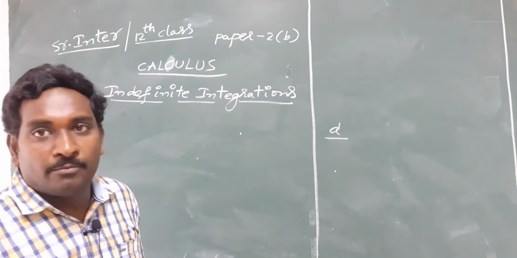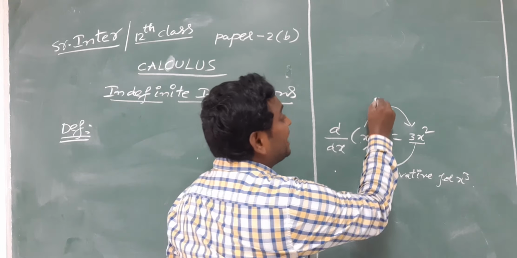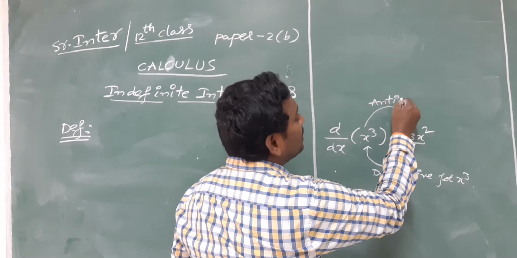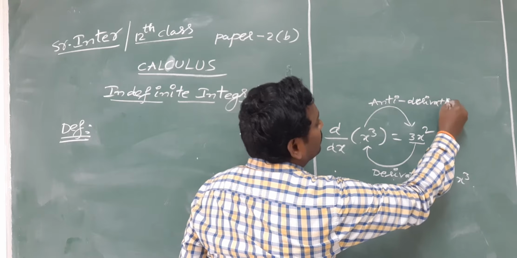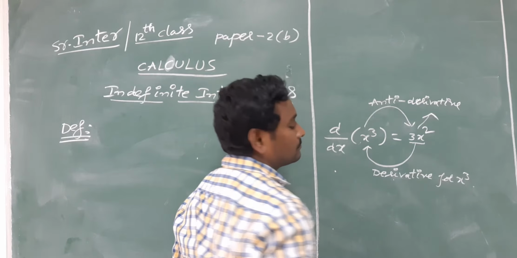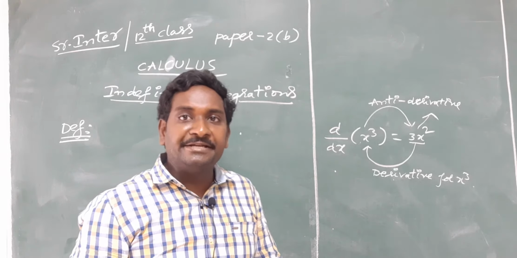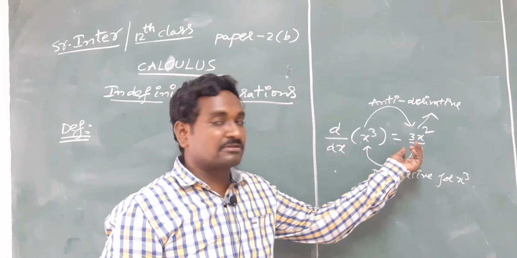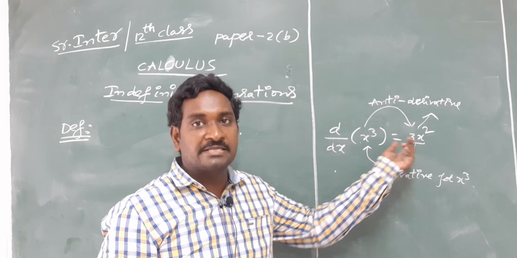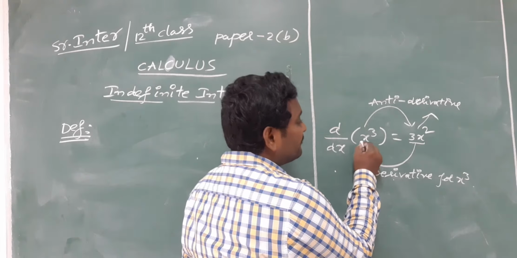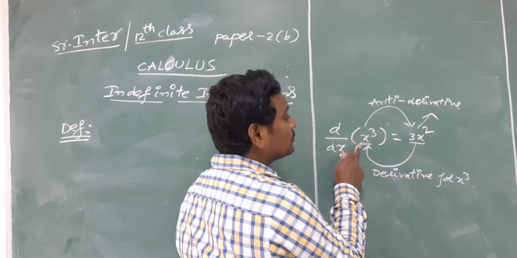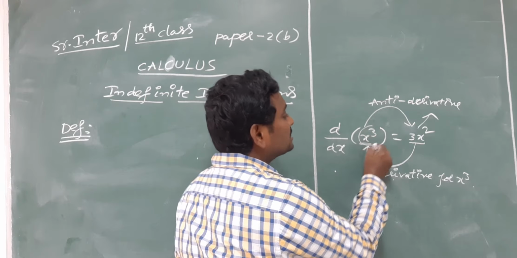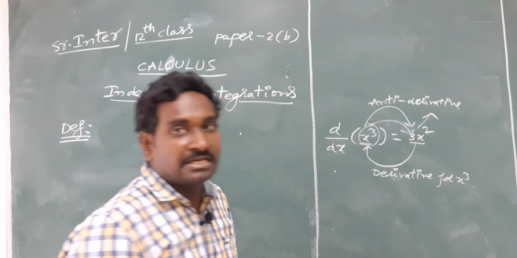So inversely, x cube is called an antiderivative of the function 3x square. Please observe the logic. Here if we find the derivative of x cube, we get 3x square. That's why 3x square is called the derivative of x cube. So inversely, x cube is called an antiderivative of the function 3x square.